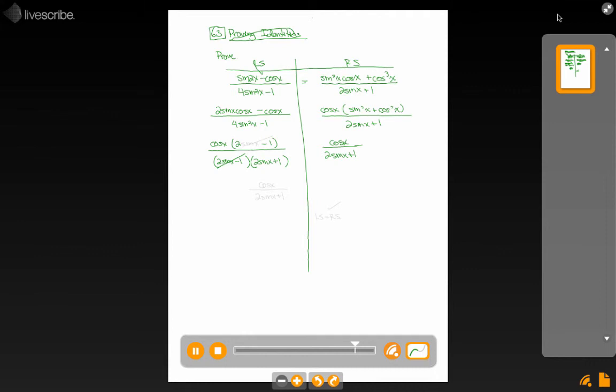Now that things are factored, if we have common factors we can cancel, and we do have one significant common factor, which leaves me with cosine x on top, 2 sine x plus 1 on the bottom, left side equals right side, and our identity is proven.